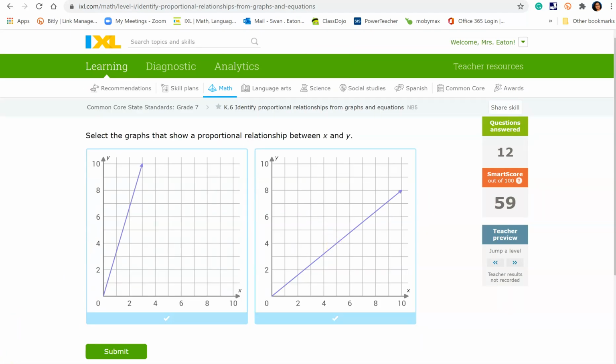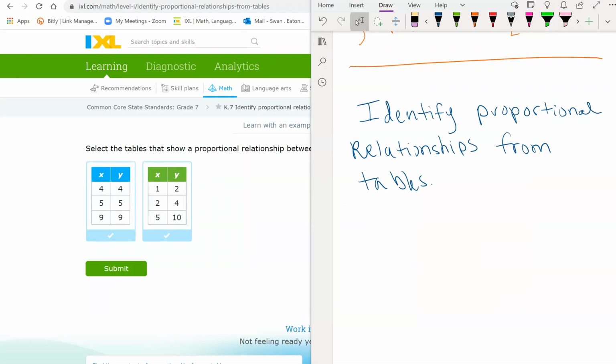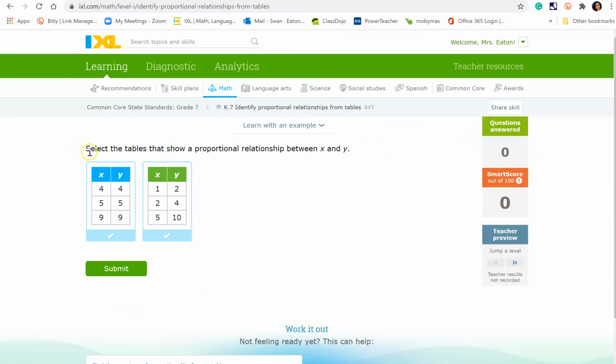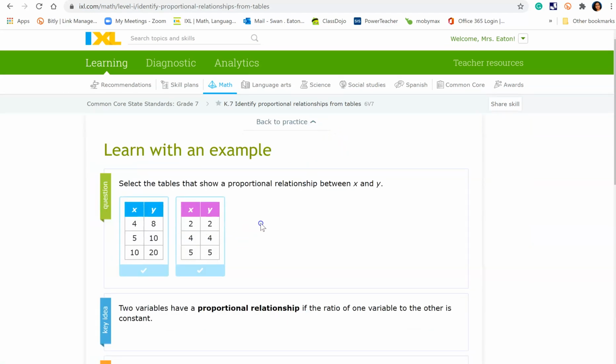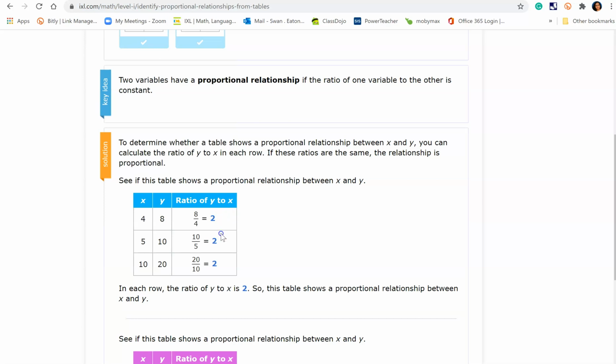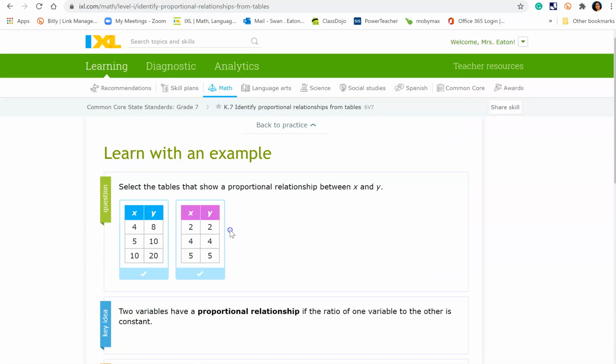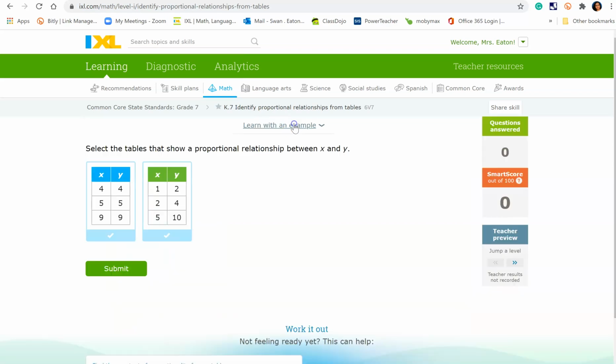Alrighty, so now let's move on to the very last task. So very last IXL task. Remember, you have 5 IXL tasks that you have to do. And the last one is identify proportional relationships from tables. So this is just focusing on the tables. So here we are. Select a table that shows a proportional relationship between X and Y. Well, if you need help, expand this so that you can see or get reminded what a proportional relationship looks like, right? We have to have a constant.